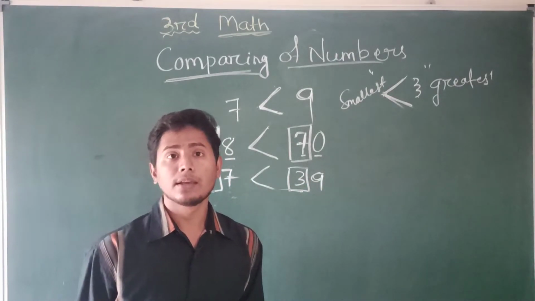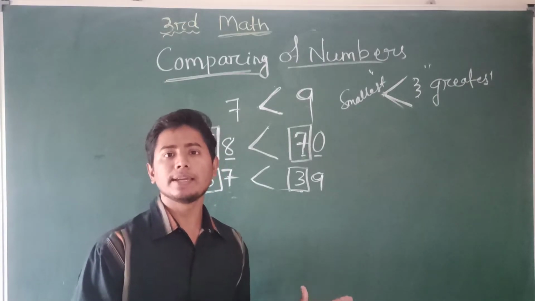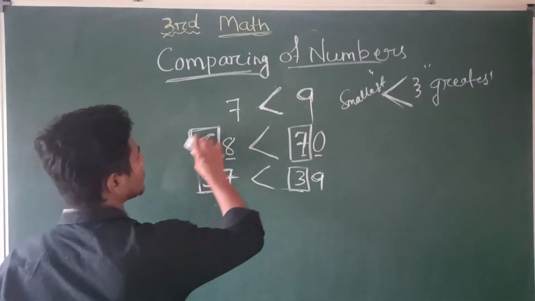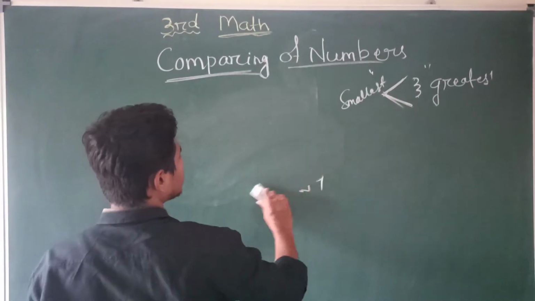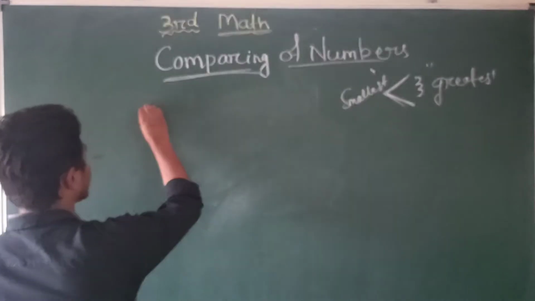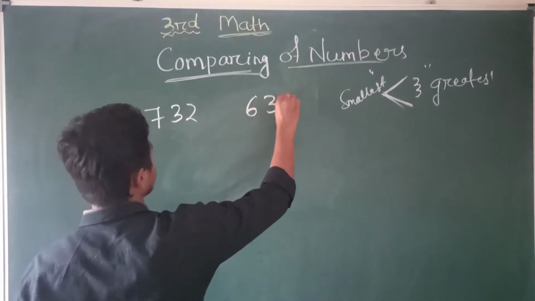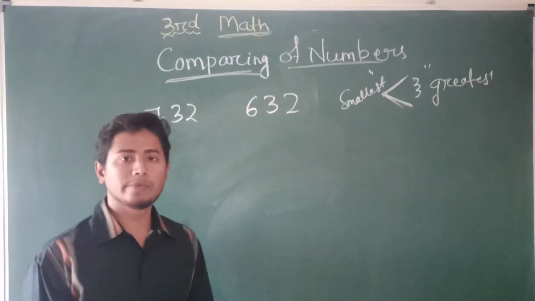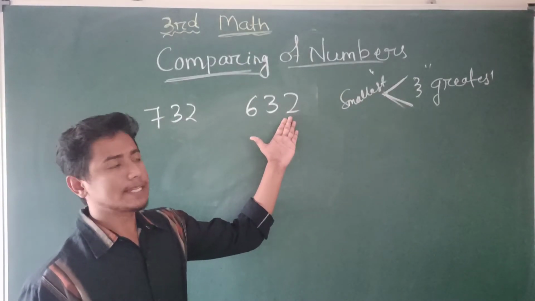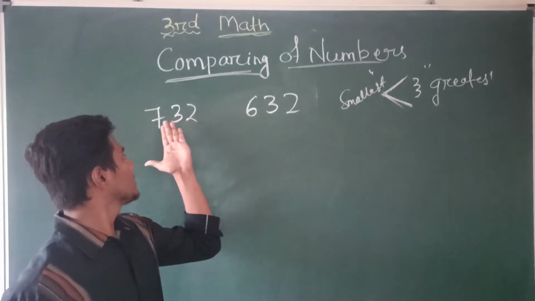Now we will learn how to compare three-digit numbers. The same way you should compare three-digit numbers. Take one example, 732 and 632. Understood everyone? Here, see the places. This is ones place, this is tens place, and this is hundreds place. This is ones, tens, and hundreds.